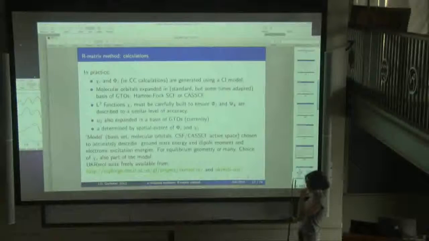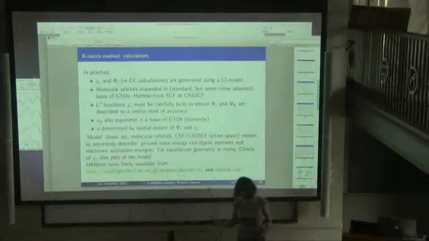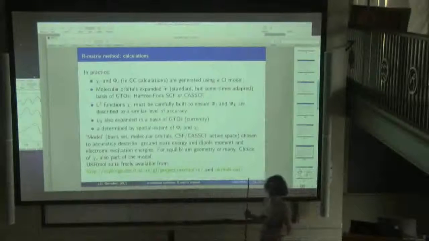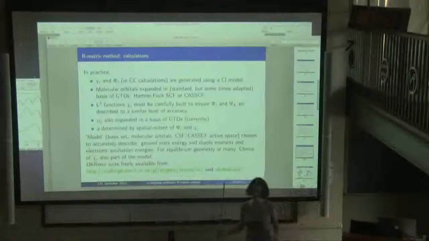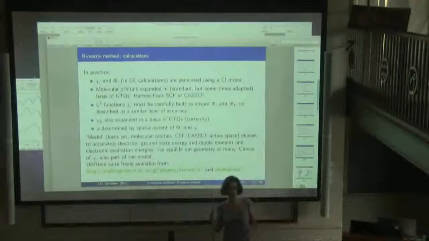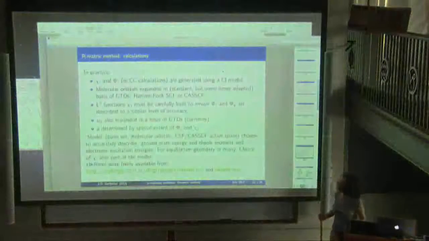Right, so the UKRmol suite, which is the suite of molecular R-matrix codes, is freely available. This is in a repository. Anybody can download it. All you need to do is to register for it. It's great if people who know what they're doing try to use it, and normally they use it sensibly. It's terrible if people who don't know what they're doing use it, because indeed you can get pretty bad results.